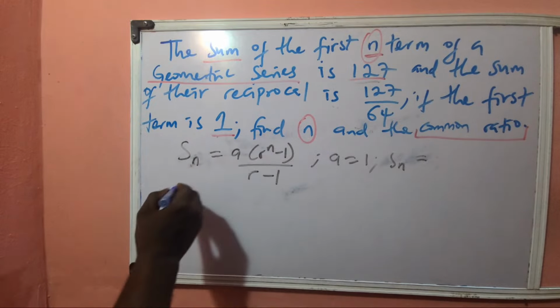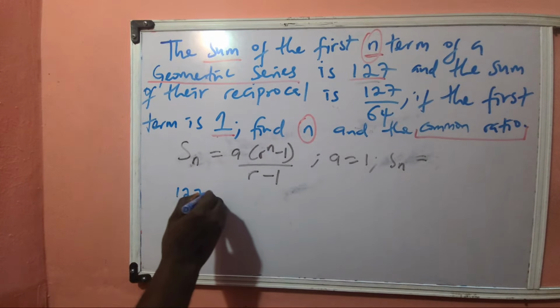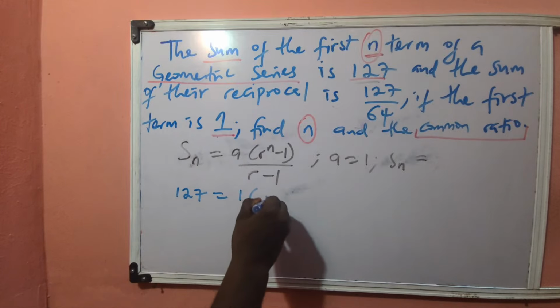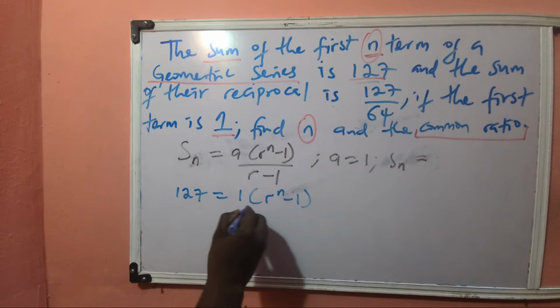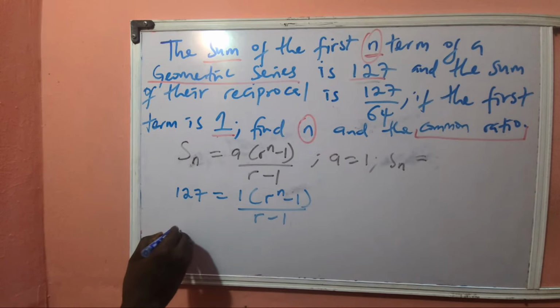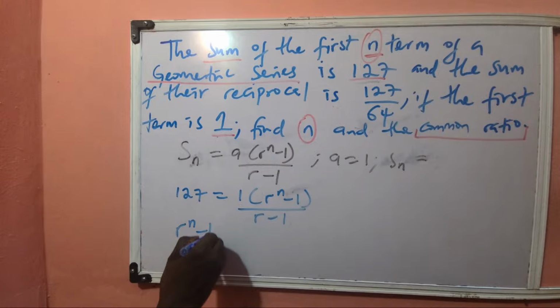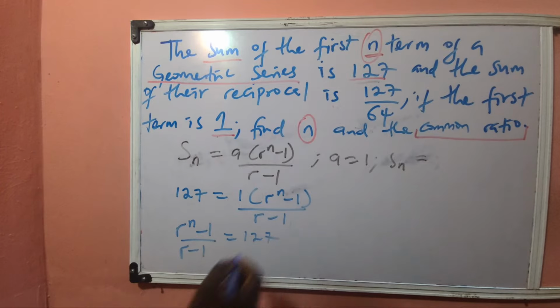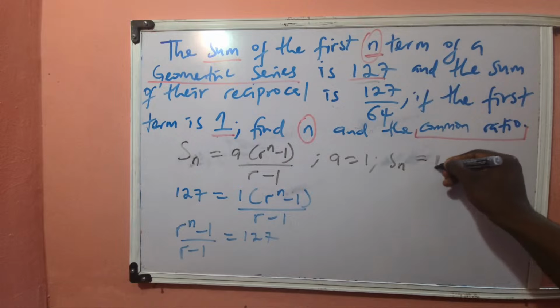So what I can write now is 127 equals 1 times R to the n minus 1 over R minus 1. Of course, it's okay if I write it as R raised to n minus 1 over R minus 1 equals 127.